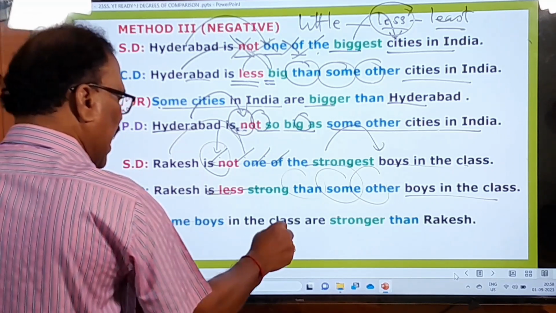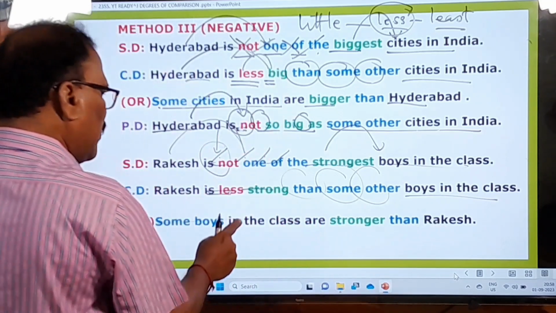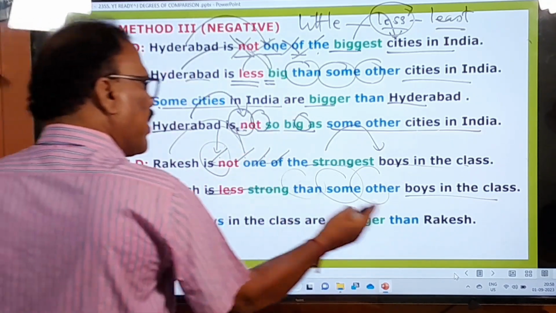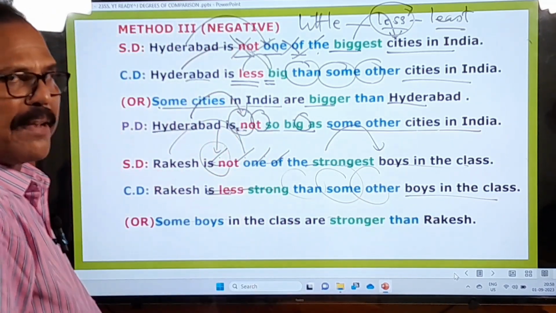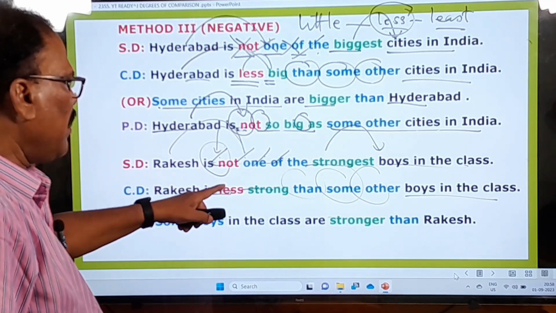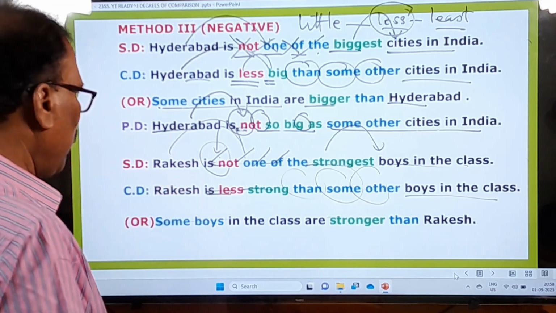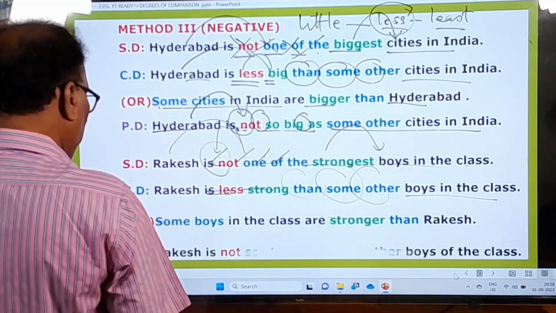Some boys in the class are stronger than Rakesh. That is that. Same. It conveys the same meaning. You can just watch it, keeping it so near. And next, let's go to the positive degree sentence.